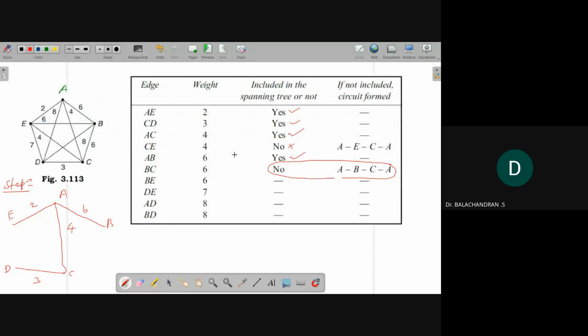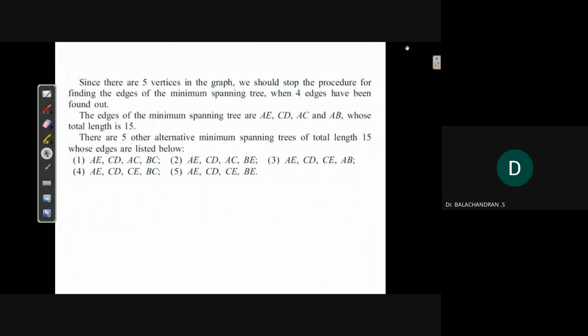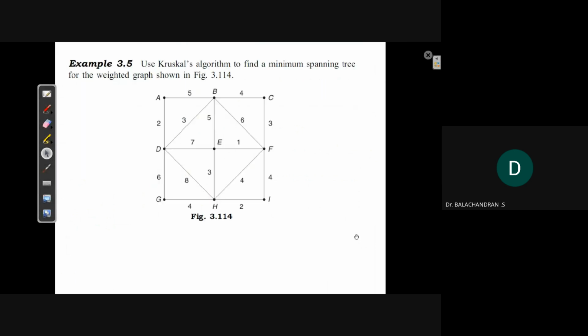The reason why 5 are possible means here you have 4, 4. Here also 6, 6. Suppose maybe somebody will write BE first, and then AB, and then BC. Somebody will write BC first, and then BE second, and then AB. It depends upon how they are writing, because all of them are 6. So you will get more options, more different spanning trees, but the weight is the same.